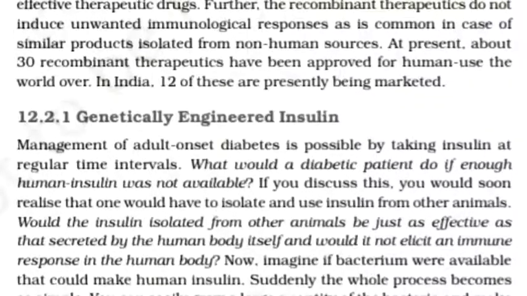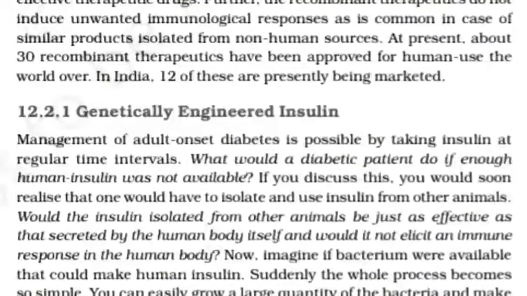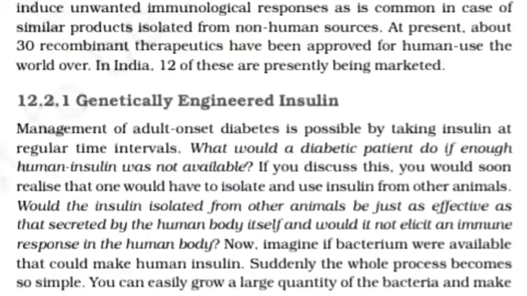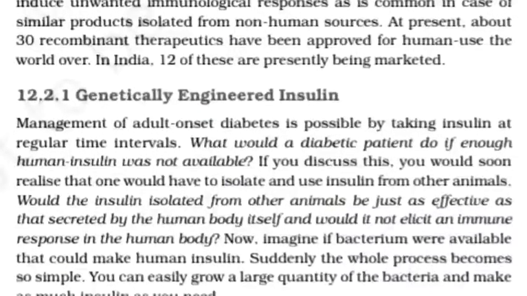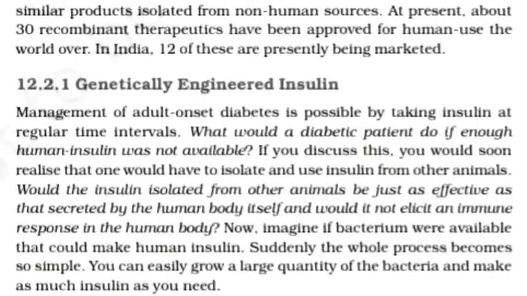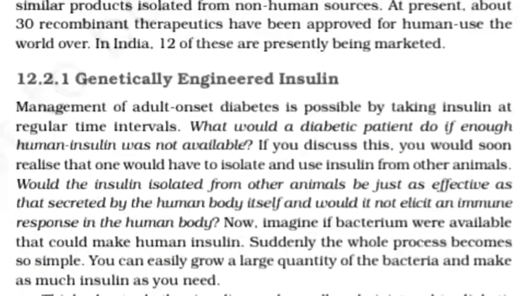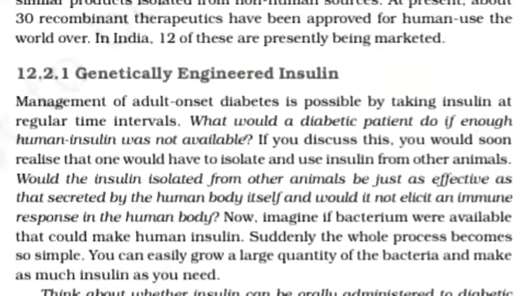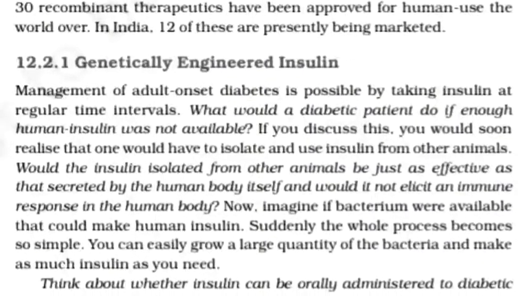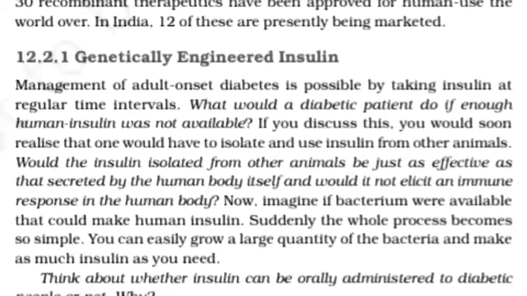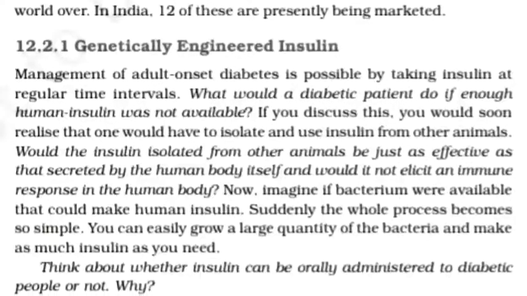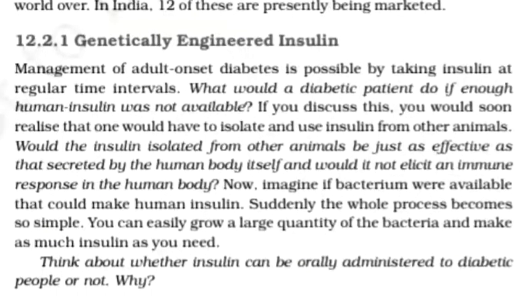Genetically engineered insulin. Management of adult onset diabetes is possible by taking insulin at regular time intervals. What would a diabetic patient do if enough human insulin was not available? If you discuss this, you would soon realize that one would have to isolate and use insulin from other animals. Would the insulin isolated from other animals be just as effective as that secreted by the human body itself, and would it not elicit an immune response in the human body?